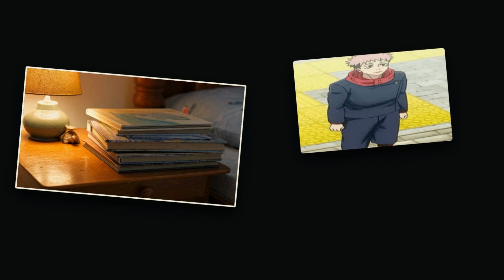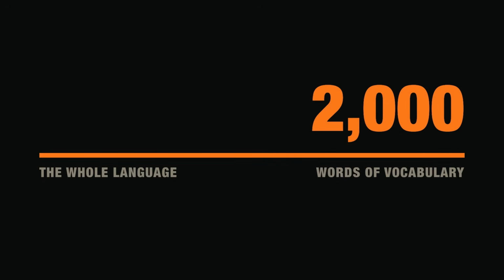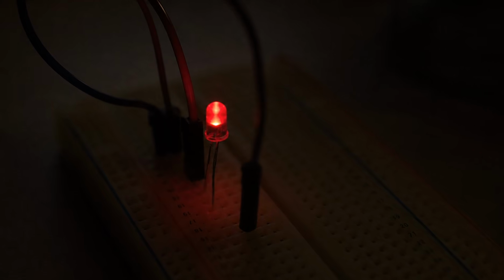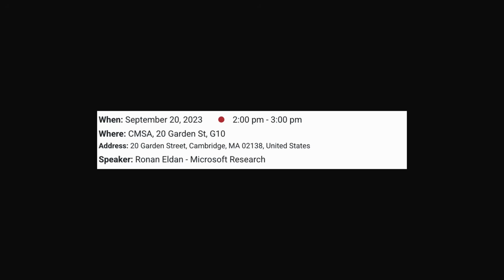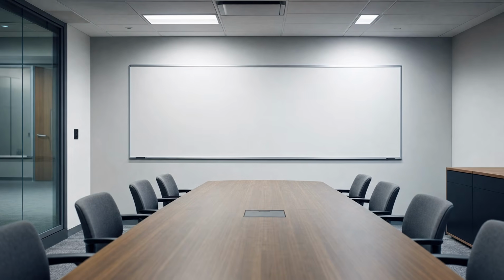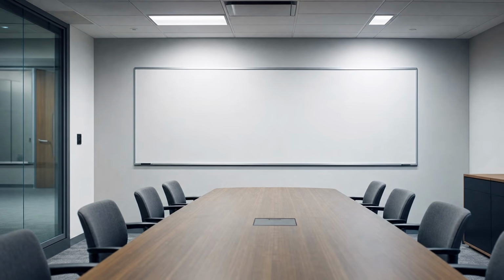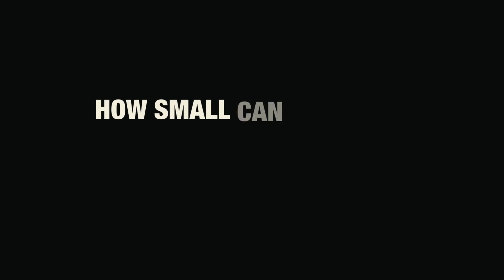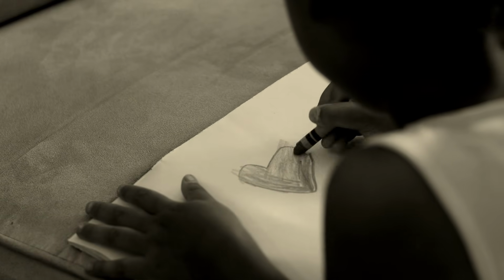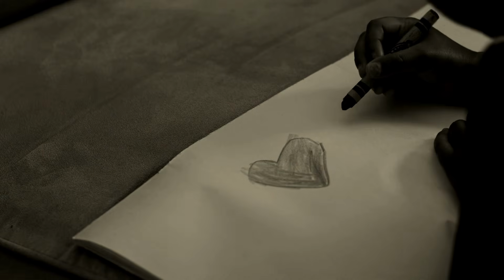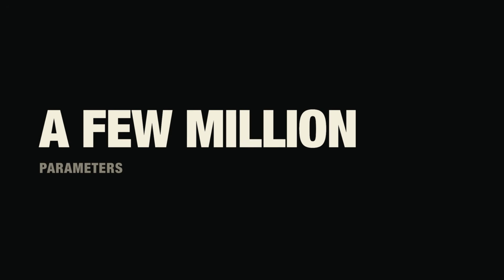And TinyStories is exactly what it sounds like. A collection of synthetic children's stories written with a vocabulary of only a couple of thousand basic words. That makes it perfect for a piece of hardware that usually spends its days blinking an LED. It was originally put together by Microsoft Research back in 2023 to answer one very specific question. That was literally just, how small can language models be and still speak coherent English? Because it turns out that if you drop the complexity of the language down to the absolute floor, a model can hold a basic story together at only a few million parameters.